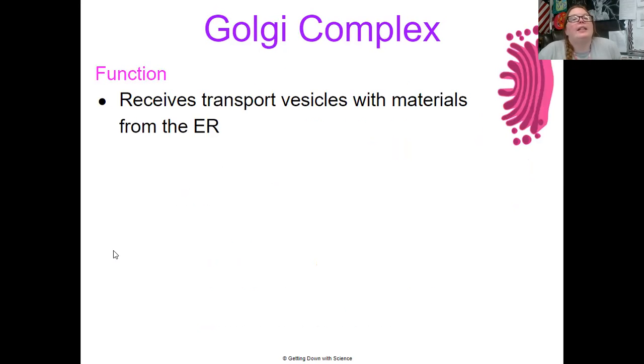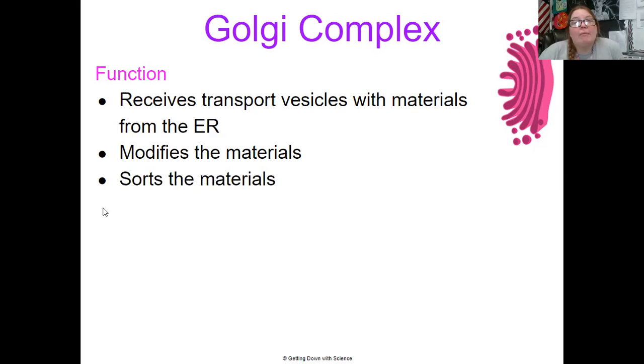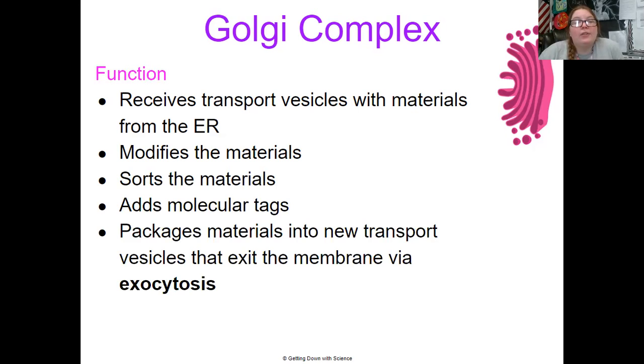The Golgi complex is kind of like FedEx. It's going to get packages in from the endoplasmic reticulum. It may modify them, like put finishing touches, change some R groups, whatever. It modifies them, sorts them, adds some tags, and then packages them into new vesicles to exit via exocytosis. We know exo means out, cyto means cell, so it's sending it out of the cell.